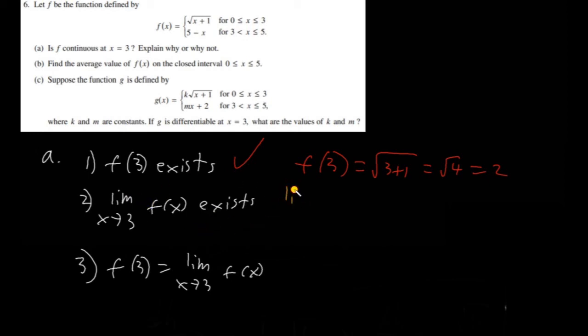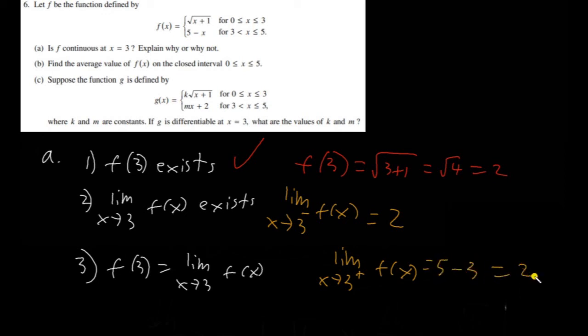So if we look at the limit as x approaches 3 from the left, that's going to be what happens if you plug in 3 into this one. And we already determined that it's 2, right? So as x approaches 3 from this left part, it approaches 2. And then we also need to look at the limit as x approaches 3 from the right of f of x. So that's looking at this part. So if we plug in 3 into that part, it's going to be 5 minus 3 equals 2.